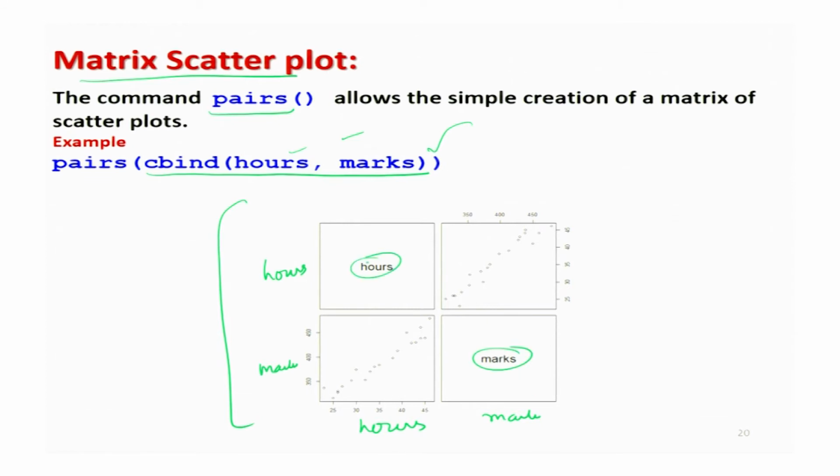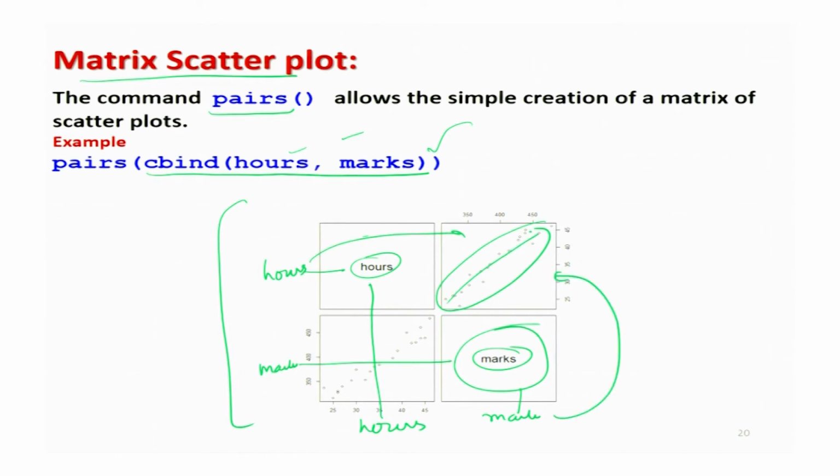Now this is a plot between hours and hours, which has no value, and this is the plot between marks and marks, which has no value. Marks from here, hours from here. Now if you see, this is a plot between hours and marks, so you can see this type of trend, and this is another graphic which is between marks and hours.